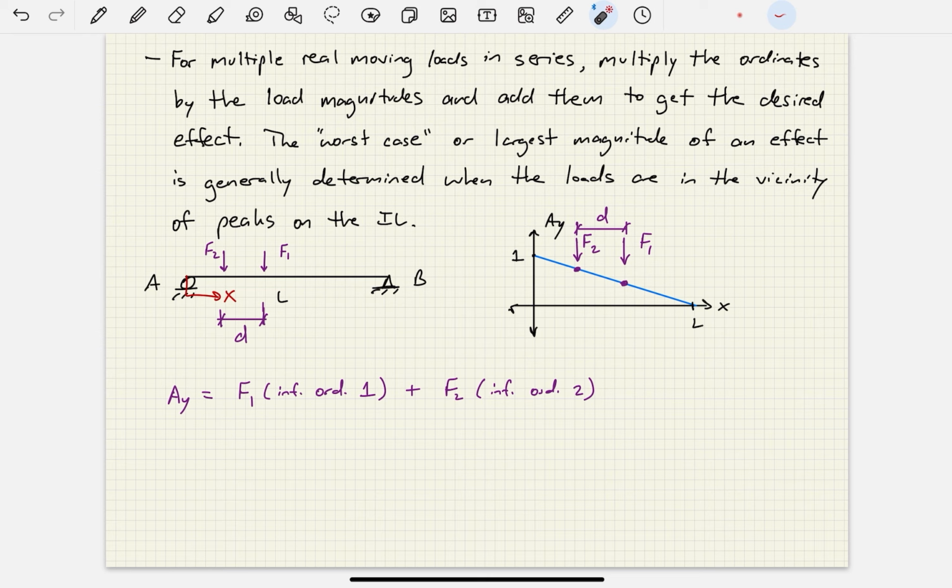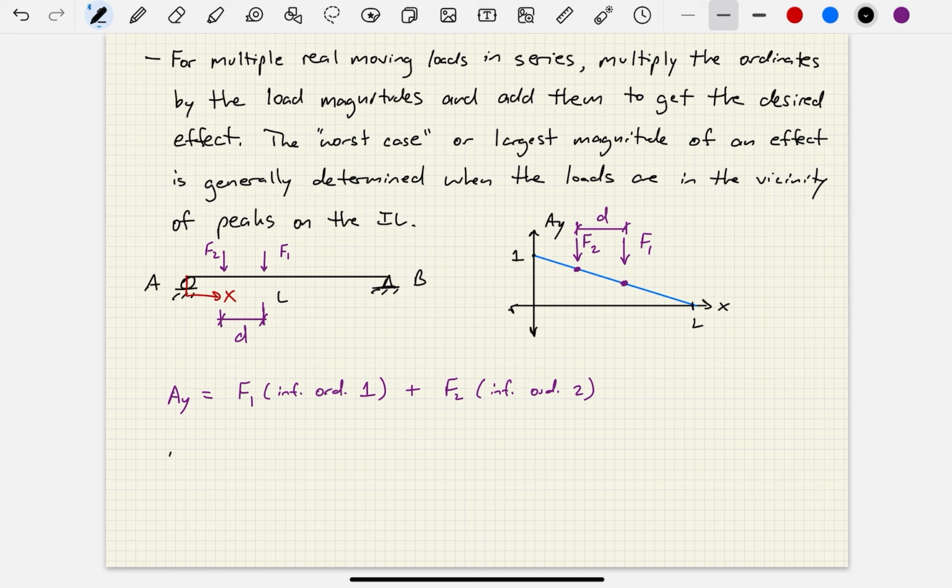All right, now this might require some trial and error because, depending on exactly where the peak is and what the magnitudes of F1 and F2 and D are, you might have to do a couple of trials to figure out what will actually maximize that load effect. So we'll put a note here.